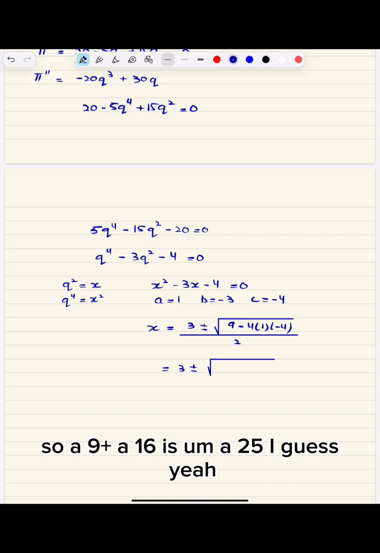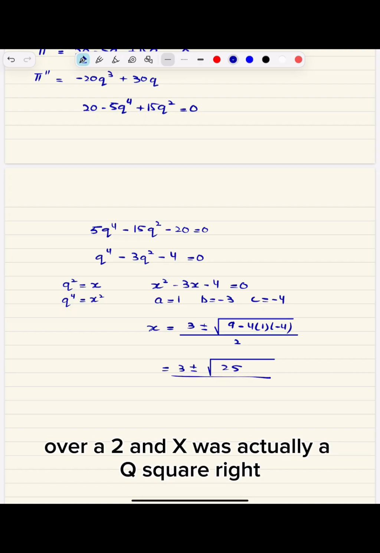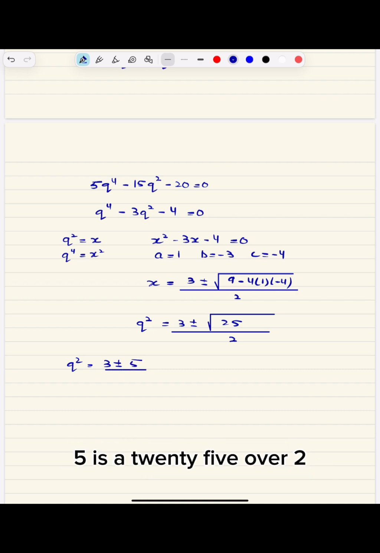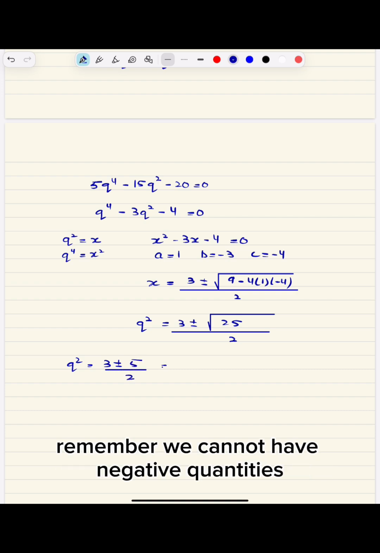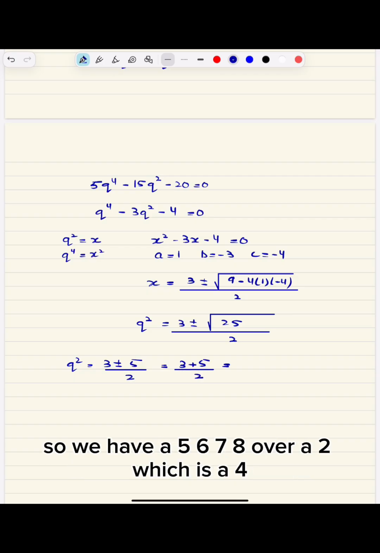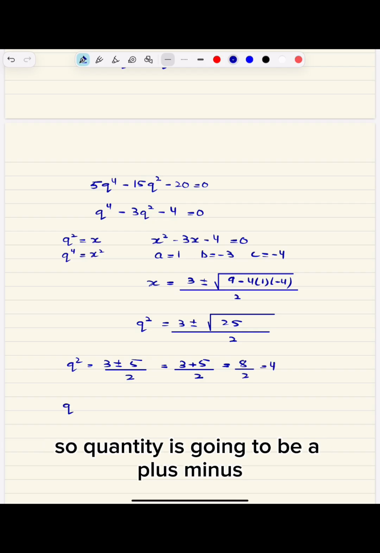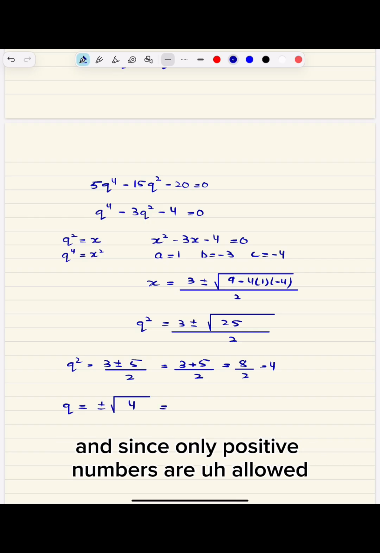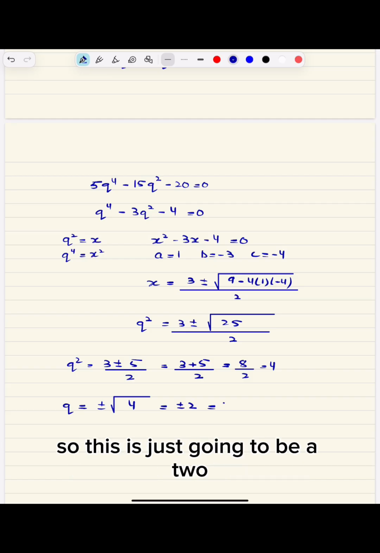So we have 3 plus or minus the square root of 9 plus 16. So 9 plus 16 is 25, I guess. Yeah, over 2, and x was actually q^2, right? So we have q^2 = (3 ± 5)/2, since 5 squared is 25. Remember, we cannot have negative quantities, so the only valid solution would be (3 + 5)/2. So we have 8 over 2, which is 4. So q is going to be plus or minus the square root of 4, and since only positive numbers are allowed, this is just going to be 2.